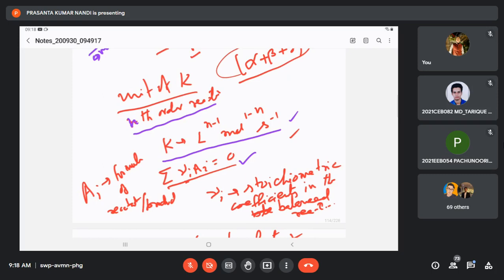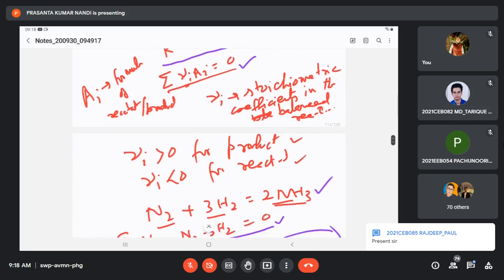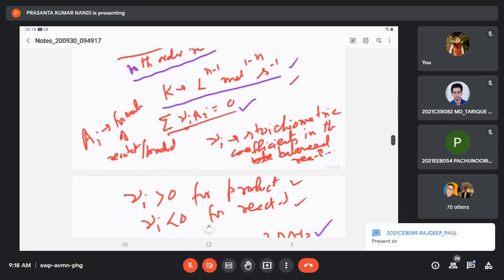And what is nu_i? Nu_i is the stoichiometric coefficient in the balanced reaction. Nu_i is the stoichiometric coefficient associated with species A_i in the balanced chemical equation. I can give you one example of an occurrence. Now, what is nu_i?